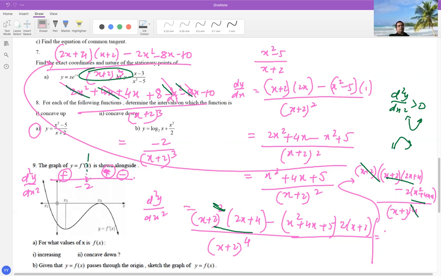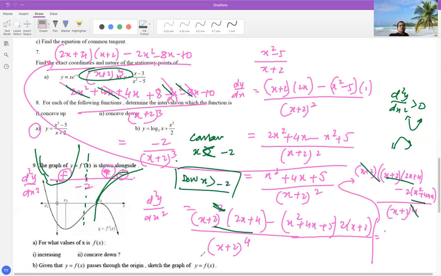So at x equals negative 2, there is a vertical asymptote for the double derivative curve. And if you take any value, let's say after this, let's say at x equals 0, it is going to be a negative answer. And this side is positive. So this side, the curve is concave down, and this side, the curve is concave up. So concave up is for x less than negative 2, and concave down will be for x more than negative 2. So that's how you do this kind of question.